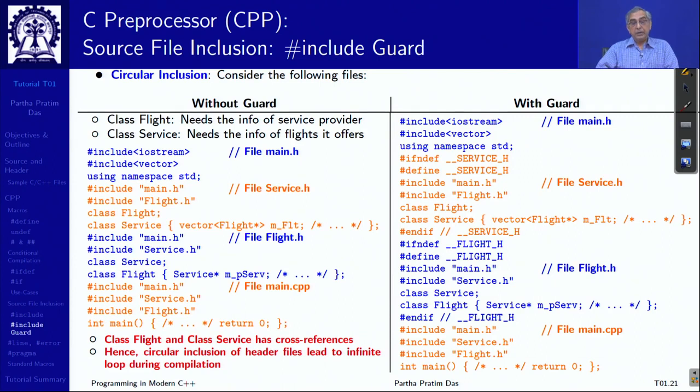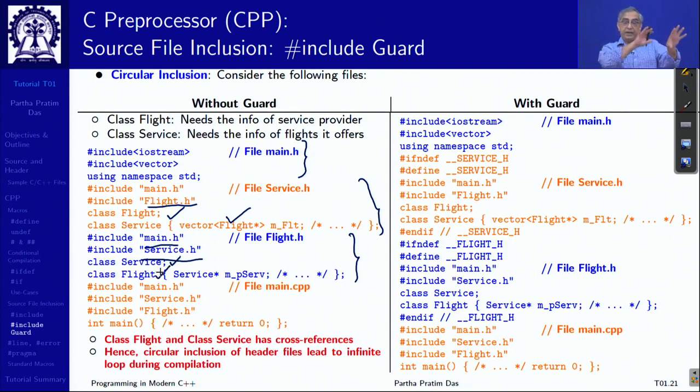So, this is just a little different example. This is called circular inclusion. There is a main.h in blue, which has this to be included in main. There is a file service.h, which includes main, flight.h, class flight, service. There is a flight.h, which includes main, service.h, forward declaration of class service, class flight.